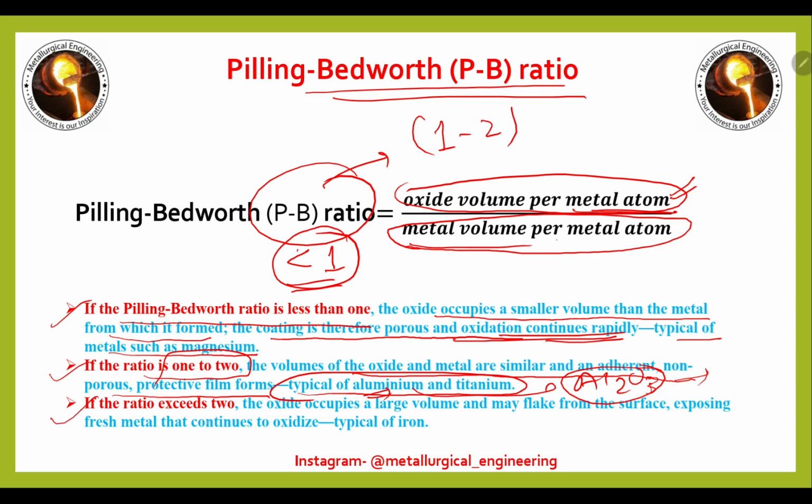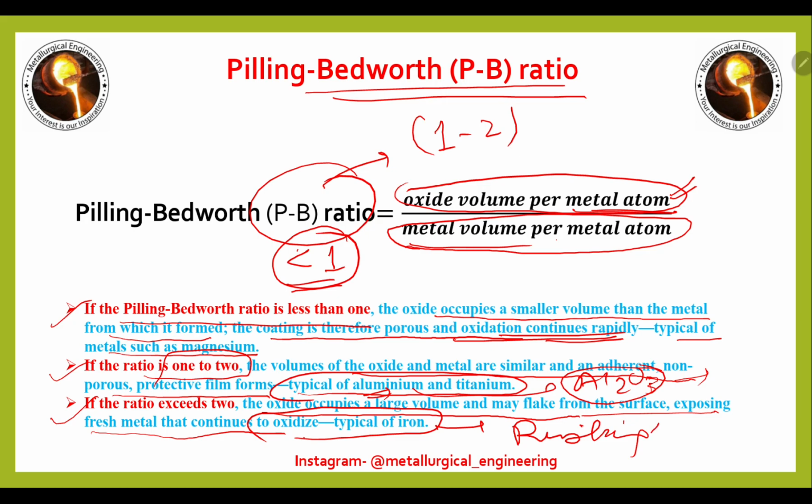If the ratio is 2 or more than 2, then the oxide occupies a large volume and may flake from the surface, exposing fresh metal that continues to oxidize, typical of iron. You see the rusting of iron. So in that case, this ratio is greater than 2.